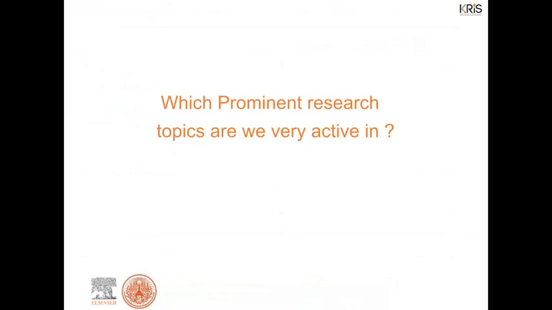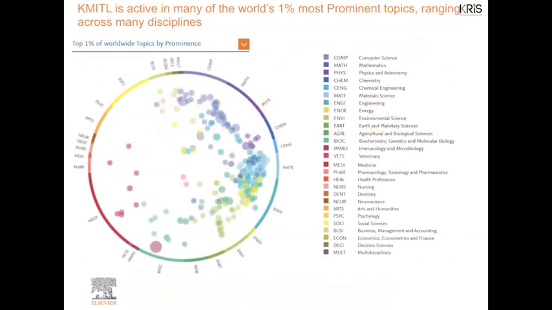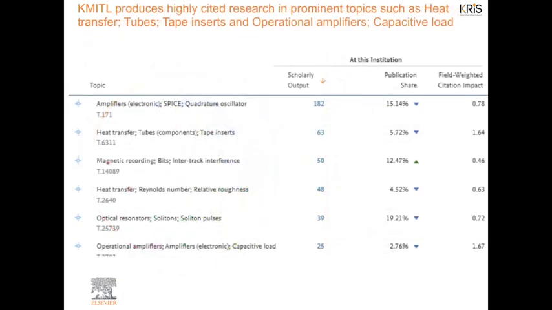Which prominent research topics are we very active in? Research topics is even more specific. So we started by looking at everything, and then we went to looking at 27 subject areas, to looking at 330 disciplines. The topics are 95,000 topics. So this is the most granular or specific level that you can look at. And we see that KMITL is active in a lot of topics. But if we look at topics in which KMITL is a key contributor and producing high impact research.